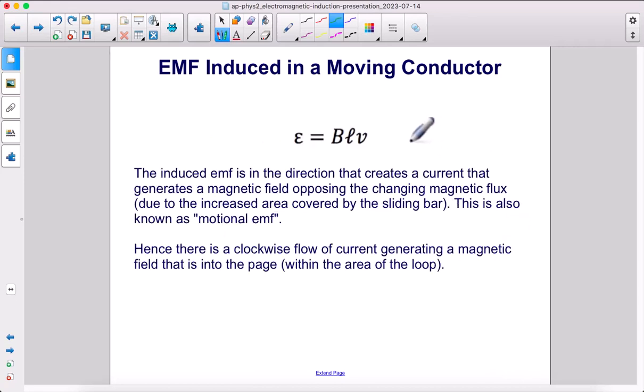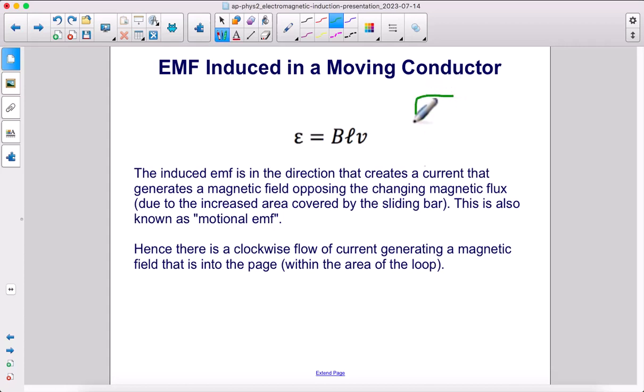The induced EMF is in the direction that creates a current that generates a magnetic field that opposes the changing magnetic flux due to the increased area covered by the sliding bar. This is also known as motional EMF. Hence, there's a clockwise flow of current generating a magnetic field that is into the page.